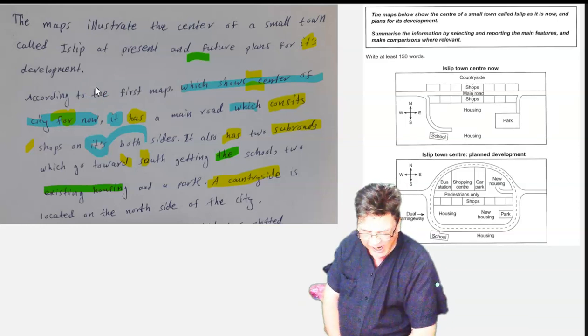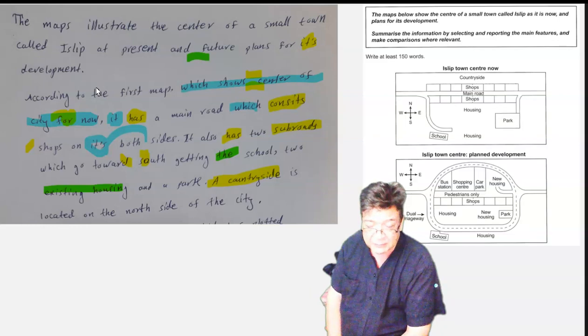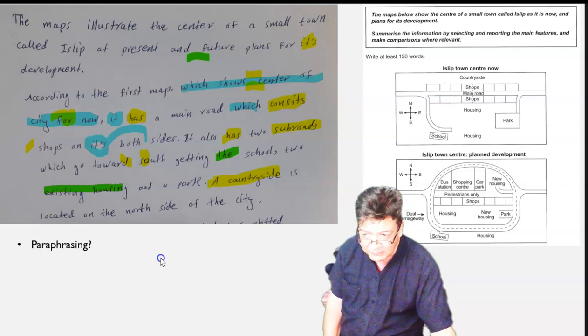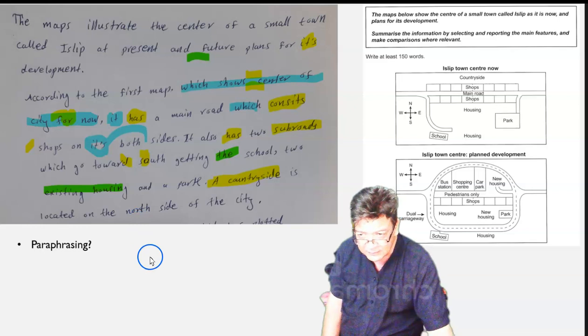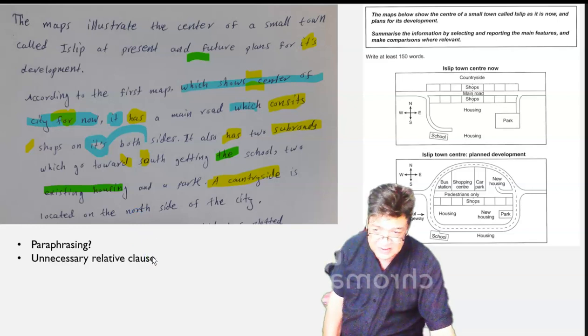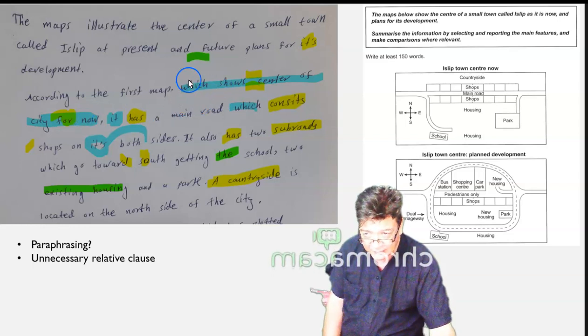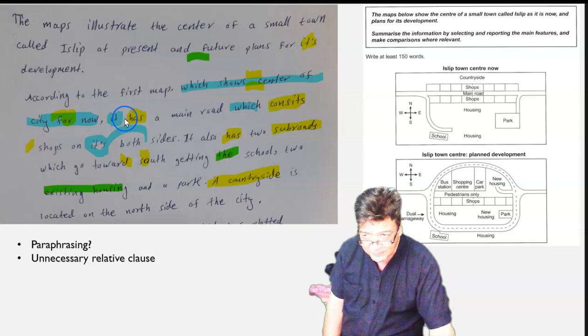According to the first map. We use according to talk about people's opinions, and not maps. It's not according to the map, it's the map is showing. According to the first map, which shows, I have some paraphrasing, none of it. This is an unnecessary relative clause, which shows center of city for now. That doesn't belong in the middle of that sentence. It. What is it? Oh, the city. It has, that's okay actually, a main road.